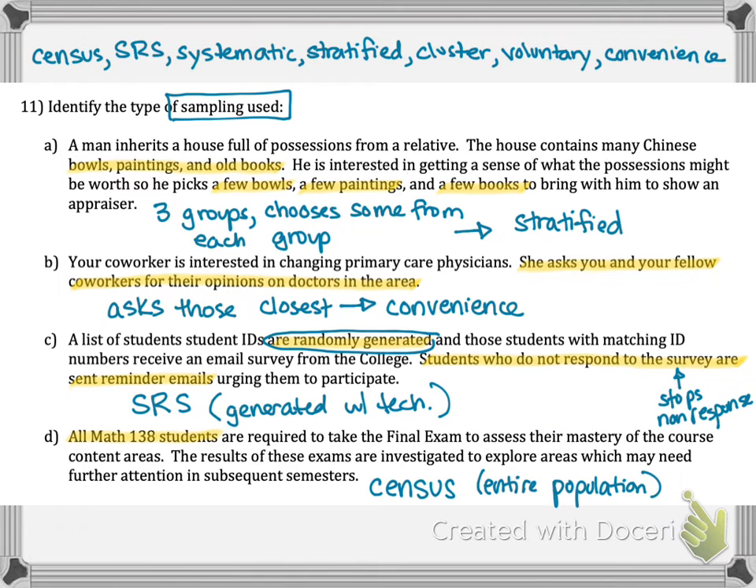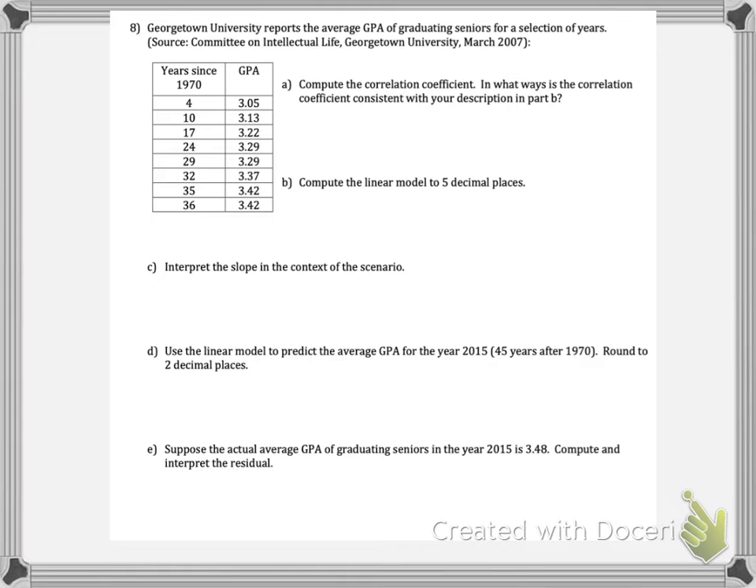One more problem, y'all. Okay, we're on to linear regression. So I've already put all the data in my calculator, so I'm going to run through the steps of finding these values. I put years since 1970 in list 1 and the GPA in list 2. And first it says compute the correlation coefficient. So right above that, I'm going to say that that's the letter R.